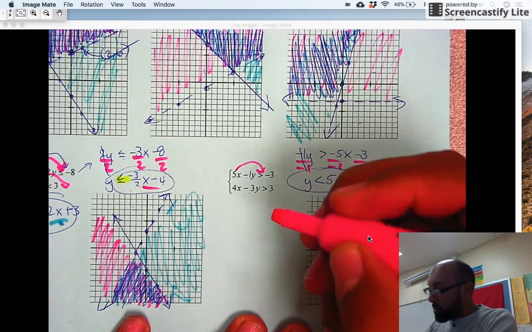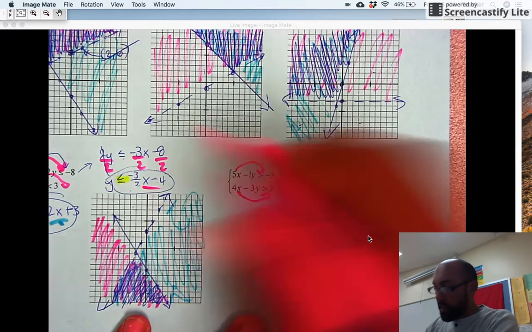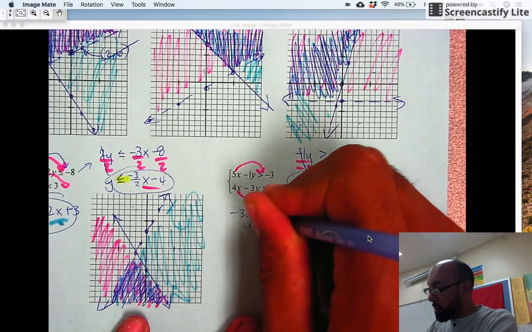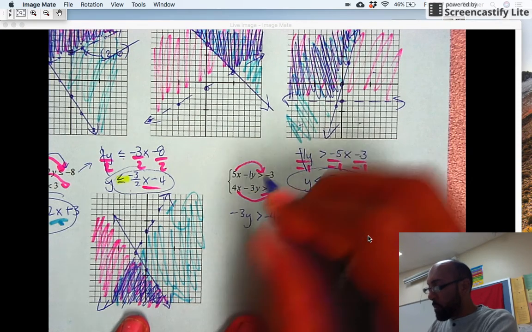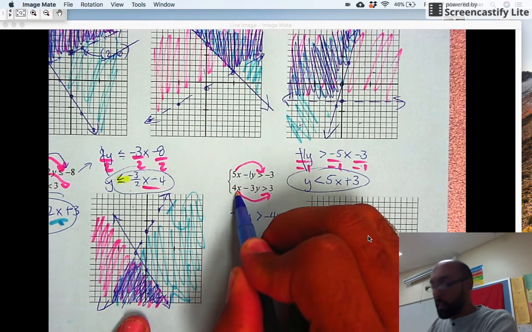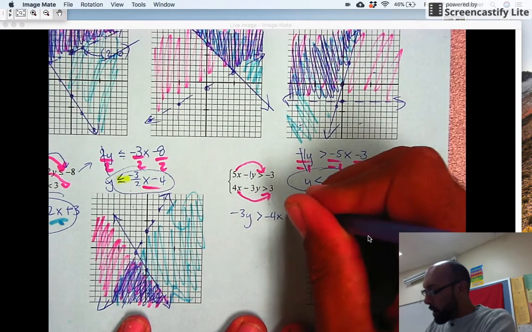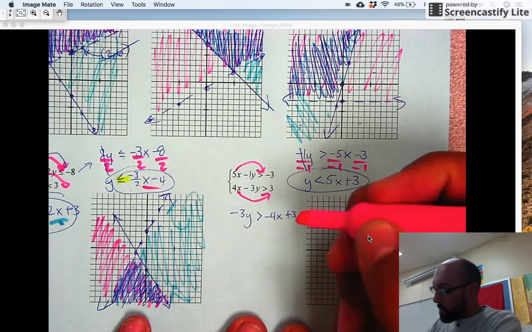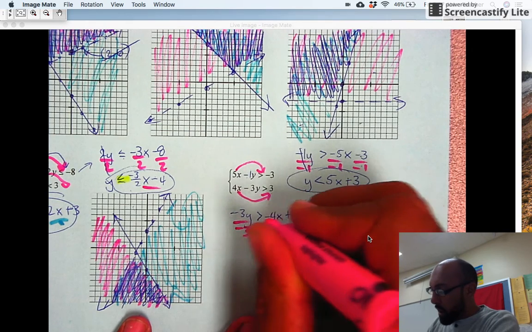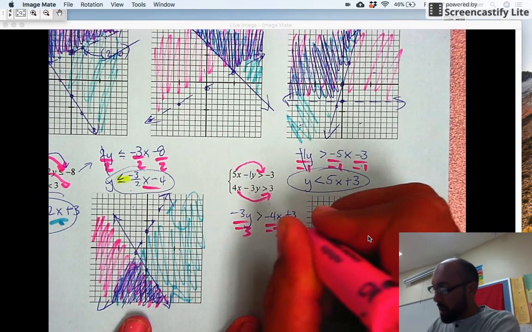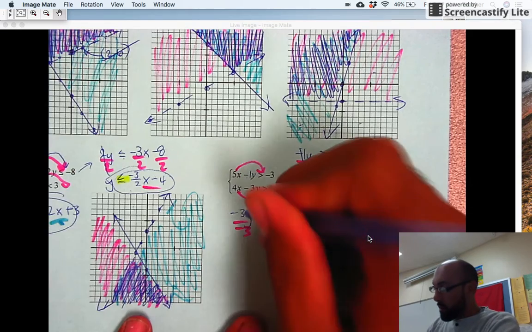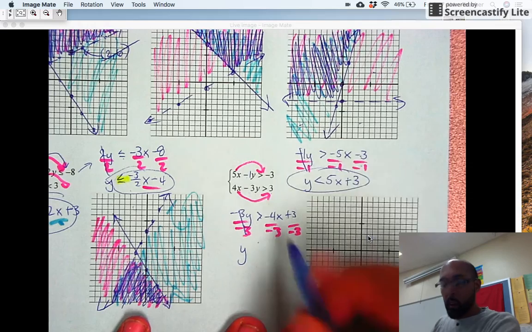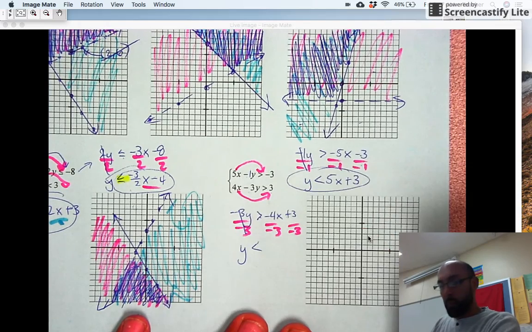Now we have to do it to both equations. Now here we switch the 4. Now it's -3y greater than -4x. Remember, always when we switch the sign. Okay, and +3. Now again, divide. And we're going to divide by a negative number. Anytime we divide by a negative number, we switch the sign. So now it was greater, so now it's less.